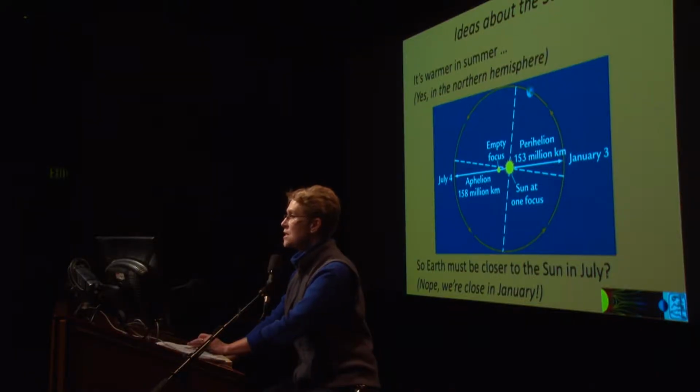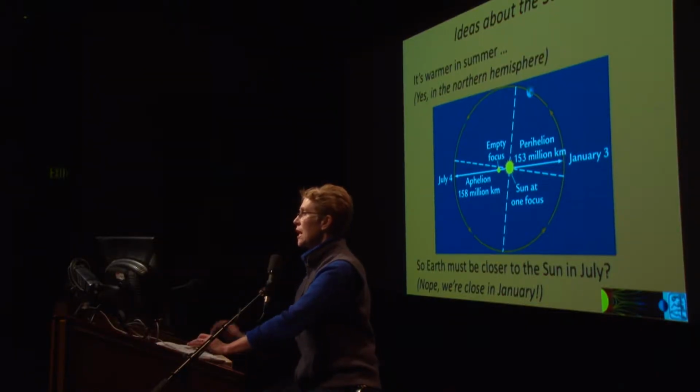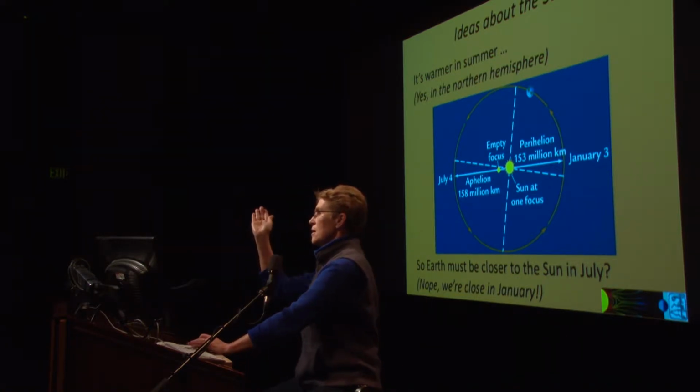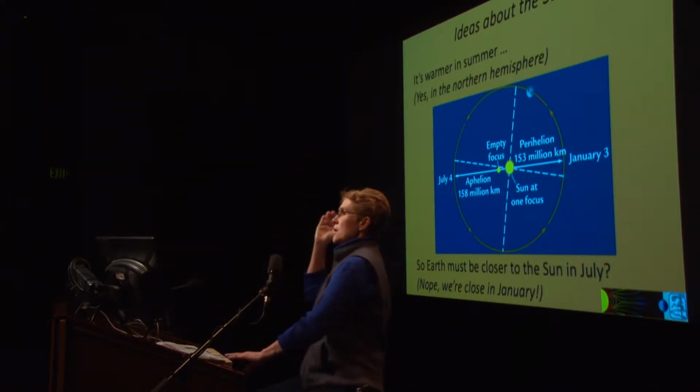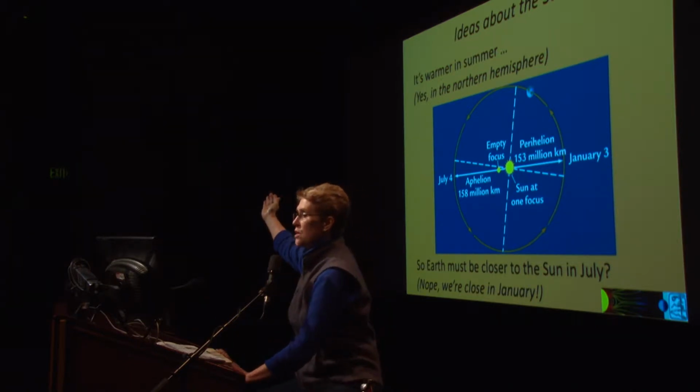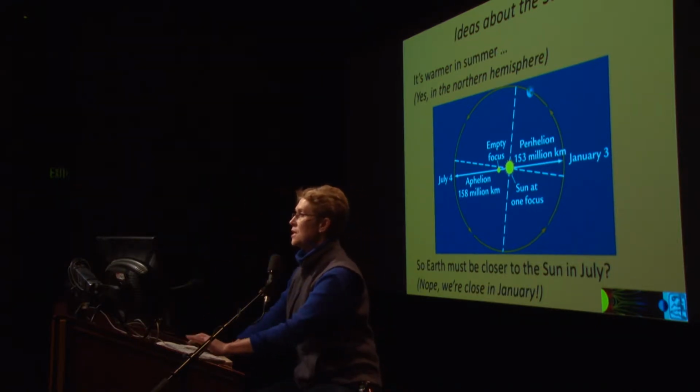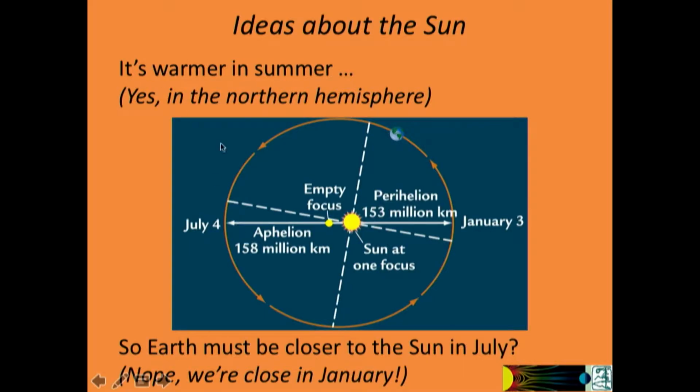Absolutely. It's because of the tilt, because in July, the northern hemisphere is tilted towards the sun, and then in January, the southern hemisphere is tilted towards the sun. Exactly, it's about the tilt. The distance doesn't make much difference. The Earth's orbit is so close to circular that you can hardly tell the difference between January and July. It's the tilt that makes the difference.